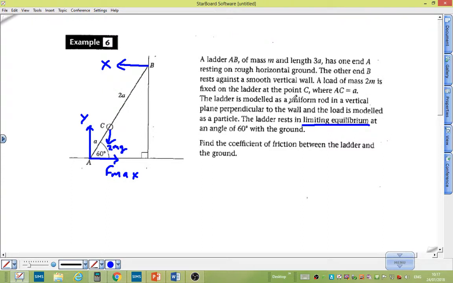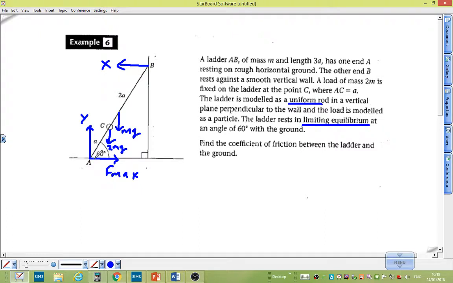Ladders are modelled as uniform rods. So I've seen the word uniform now, so it's acting right in the centre. So going down there, the mass of that was m, so it is now mg. And that's it. The angle's 60 degrees. It's in limiting equilibrium. As soon as you see those words, you know that this is at F max. Find the coefficient of friction between the ladder and the ground. Right. So it's a very similar question.